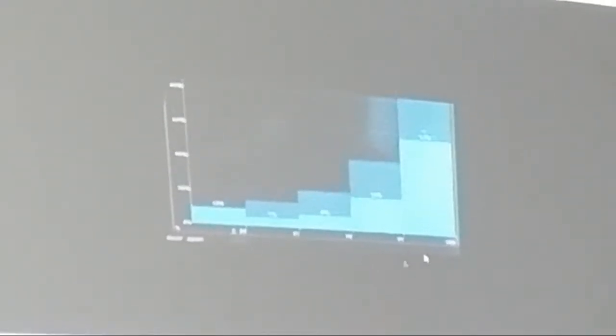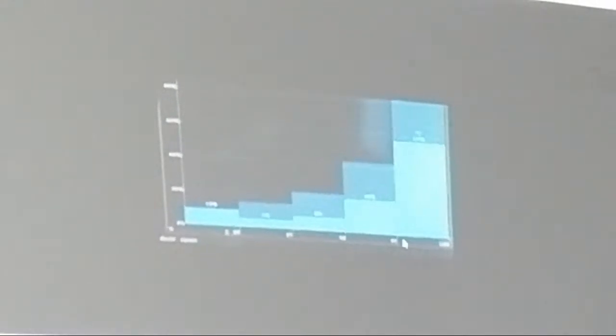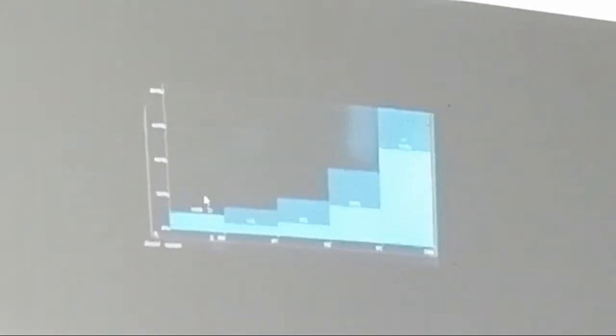The oxygen histogram for this infant over the last 24 hours: oxygen saturation between 95 to 100% was 57% of the day. Oxygen saturation between 90 to 95% was 20% of the time. 85 to 90% was 8%. Then 80 to 85% was 5%. And the last bar, which is the important one reflecting hypoxemia, was 10%.